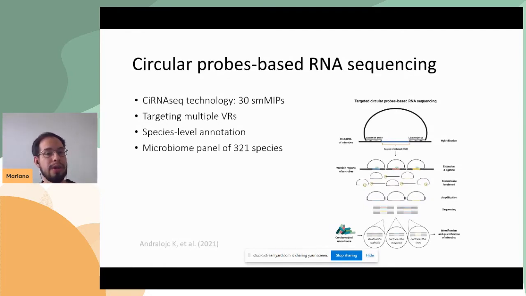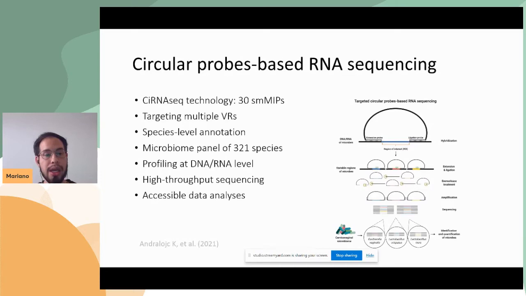Our panel consists of around 321 microbial species that are relevant in the microbiome environment. And we can perform profiling of the microbiome at both DNA and RNA level. It's important that with this technique we can perform high-throughput sequencing, and it's very accessible for data analysis. And for our field of looking at the relationships of microbiome and HPV, the technique can perform in a single run both HPV detection, genotyping, and microbiome profiling.